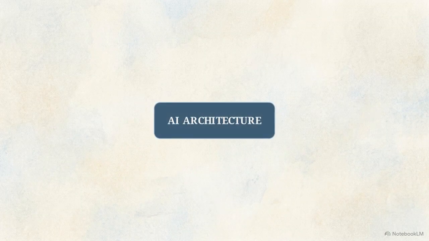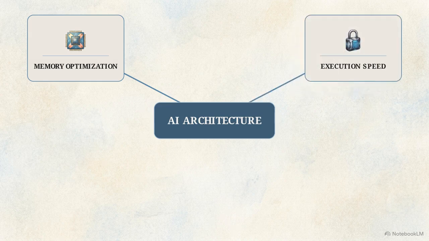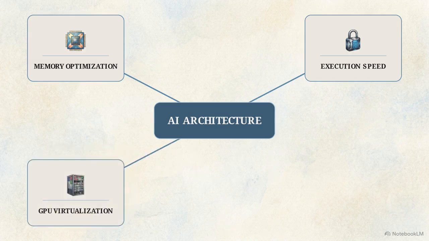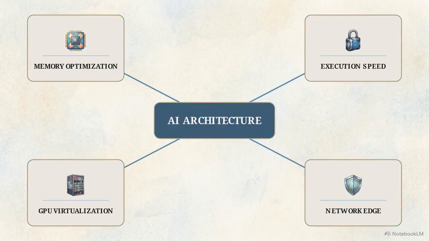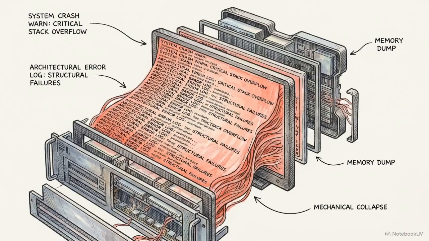Securing this infrastructure relies on 4 distinct pillars: optimizing Python memory allocation at the object level, bypassing the global interpreter lock for computational speed, virtualizing the GPU cache to eliminate fragmentation, and fortifying the network edge against autonomous agents. A mathematically sophisticated neural network holds 0 commercial value if the underlying software architecture collapses under concurrency.